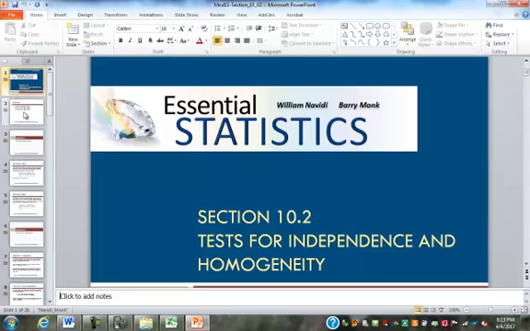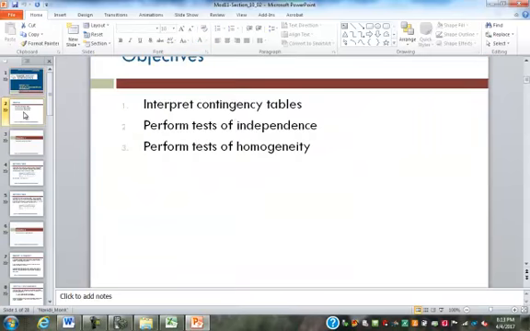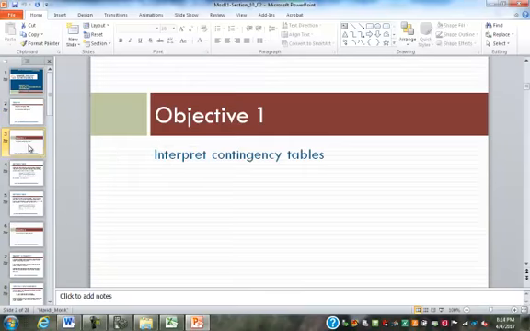Okay, so we're looking at the test of independence. Like I said, we're looking at a contingency table where we've got one set of data but two different treatments, or two different sets of variables that we're splitting it up amongst. So first thing we're going to do is look at interpreting a contingency table. Then we're going to perform the test of independence, and then the test for homogeneity is actually slightly different. I'll show you how that works.